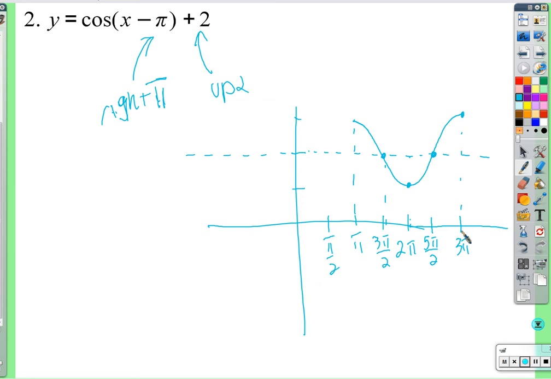So we got a shift up. Same amplitude 1, so this is going to be 3 and 1. Moves up from 2 and move down from 2. Any questions before we do the last one?